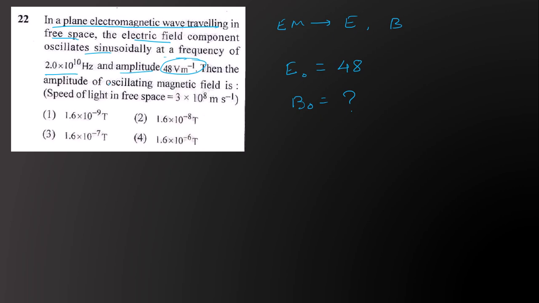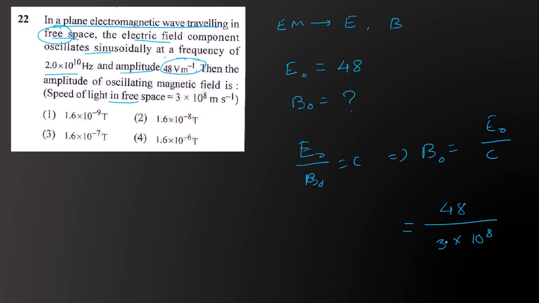Well, here it is mentioned that it is in free space. We know that E by B is nothing but C. Therefore, B will be equal to E by C. Frequency is not required. So 48 divided by 3 into 10 power 8. So this will be equal to 16. So 16 into 10 power minus 8, that is 1.6 into 10 power minus 7. So option 3 is the correct one.